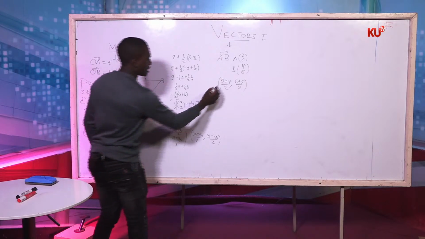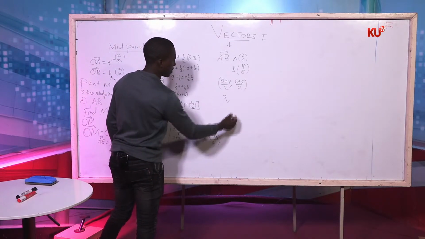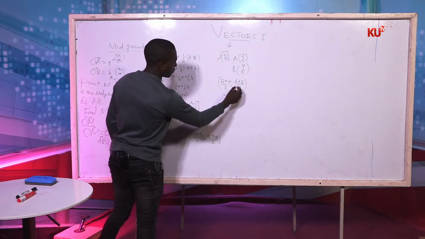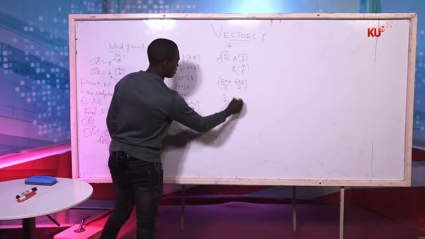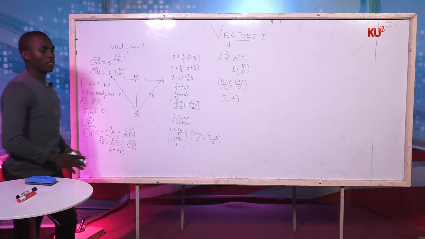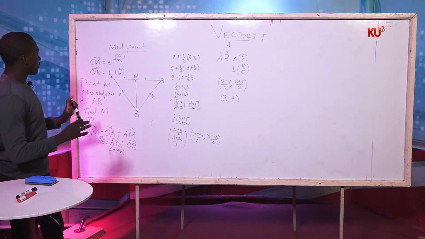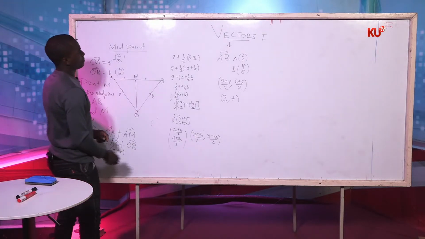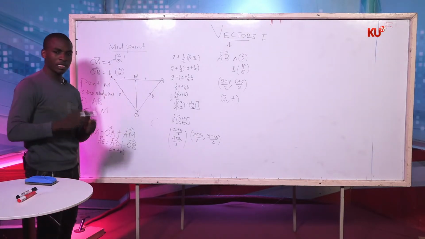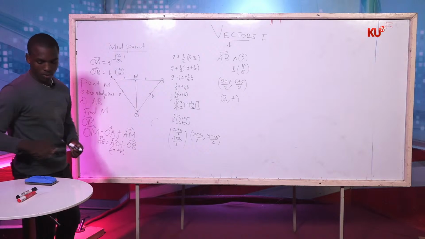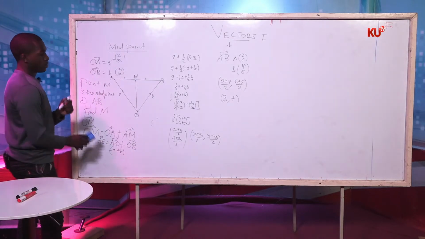Midpoint. This gives us (6 plus 2) divided by 2, which is 3, and (6 plus 8) divided by 2, which is 14 divided by 2, giving us 7. So the midpoint will be (3, 7). Good. So if you want to find the midpoint of a line, this is the formula. Midpoint: x1 plus x2 divided by 2, y1 plus y2 divided by 2.